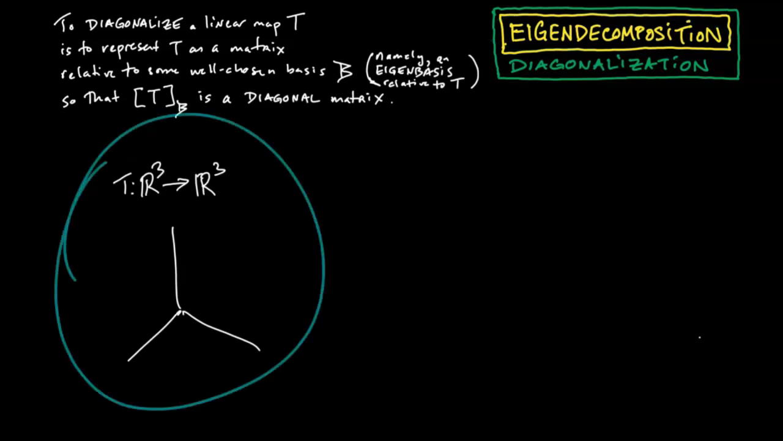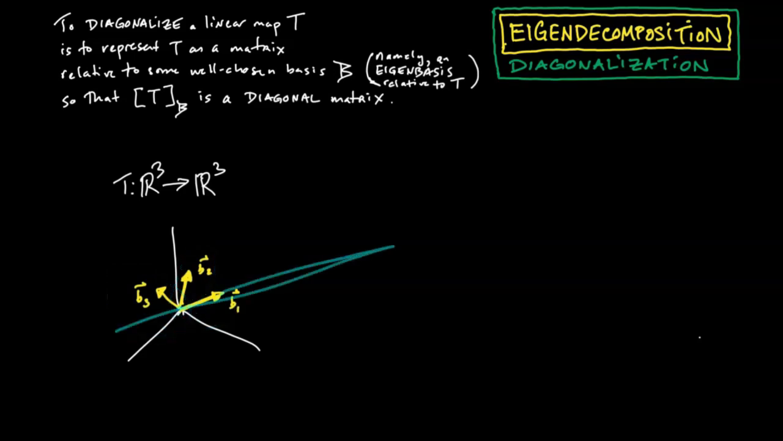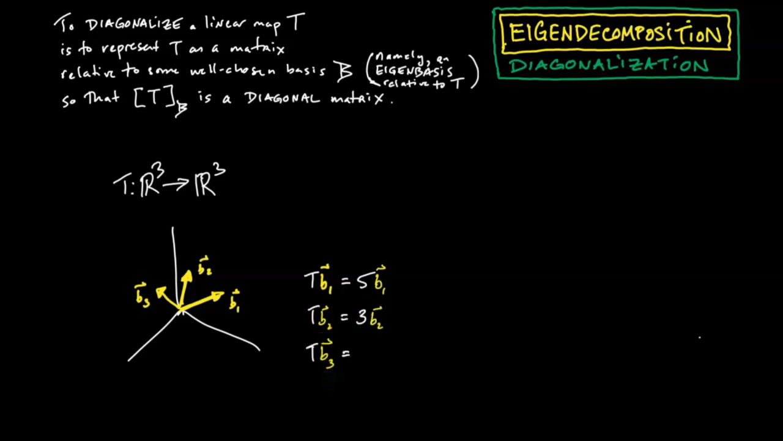So let's say we have a linear map T that maps R3 to itself. And let's say we are so fortunate that we do have an eigenbasis of R3 relative to this map. That would mean that I have 3 linearly independent vectors, I'll call them B1, B2, and B3, that are simply scaled by the linear map. And for the sake of illustration, let's suppose that B1 is scaled by a factor of 5, B2 is scaled by a factor of 3, and B3 is scaled by a factor of -2. And that's what happens to the vectors in our eigenbasis B.